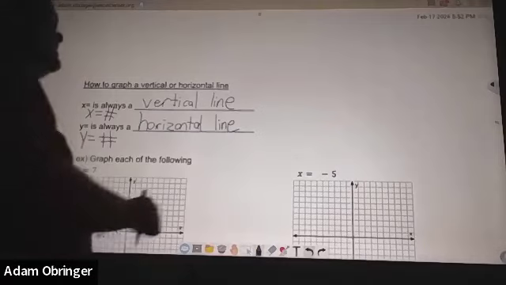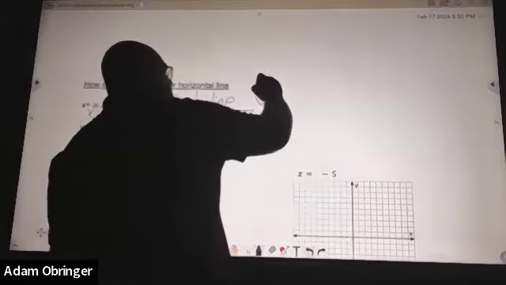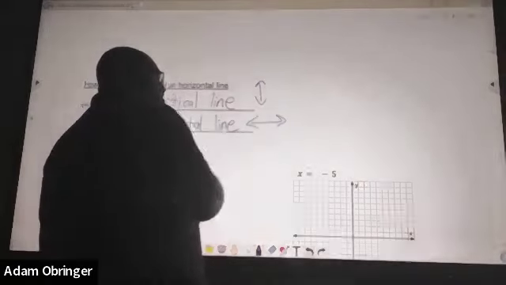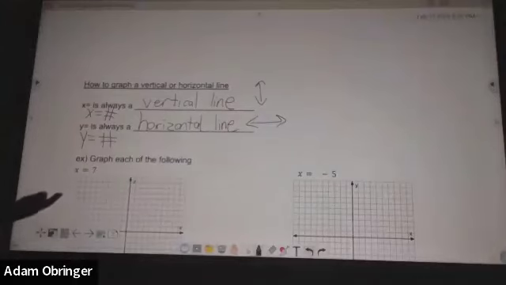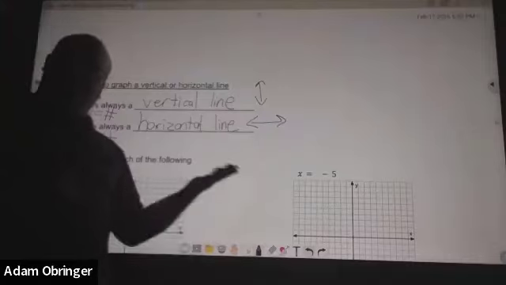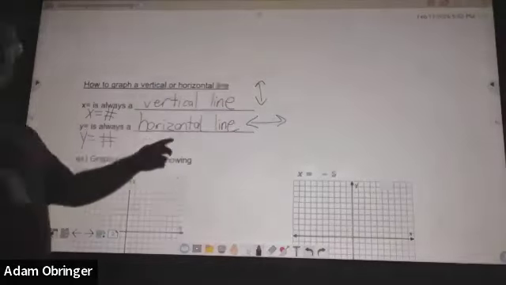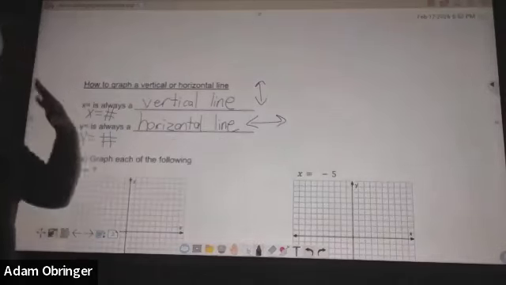Now, keep in mind, vertical lines are the ones that go up and down. Horizontal lines are the ones that go left and right. So it can tend to throw people off, because I'll say x equals is a vertical line, but they're like, well, wait, the x-axis runs left and right. And y equals is a horizontal line, but the y-axis runs up and down.